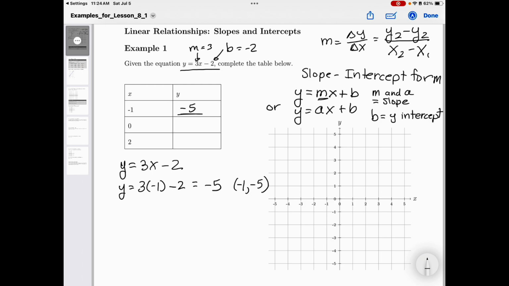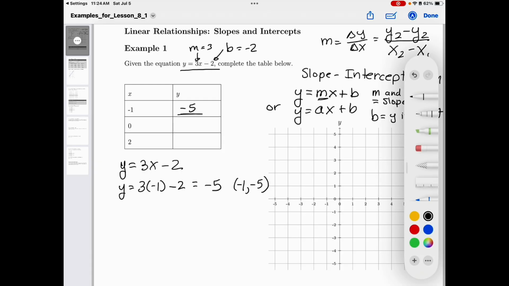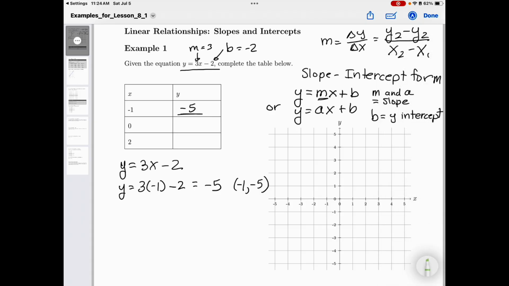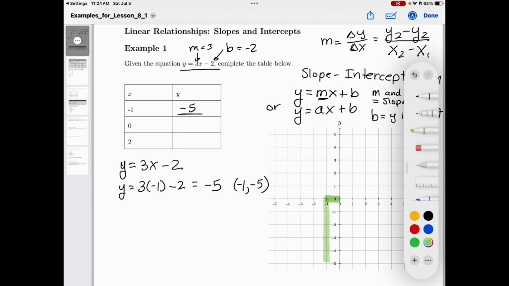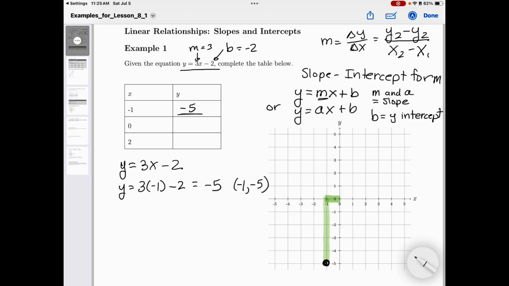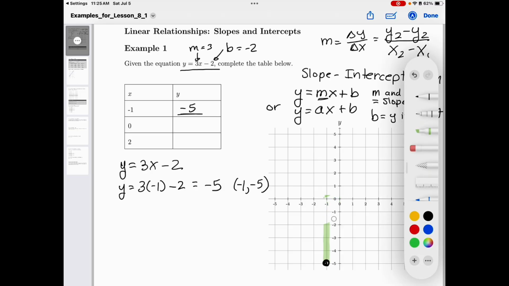-1, comma, -5. Now to graph that point on the grid, since the first value is our x, we're going to come across the x-axis. Let me get my highlighter out. Here's my x-axis, it's the horizontal axis, and starting from 0, I'm going to come out to -1. Then on the y-axis, that's the vertical axis, I'm going to come down to -5. So my point, -1, -5, is this value right there. Oh, let me erase that so it doesn't get cluttered.